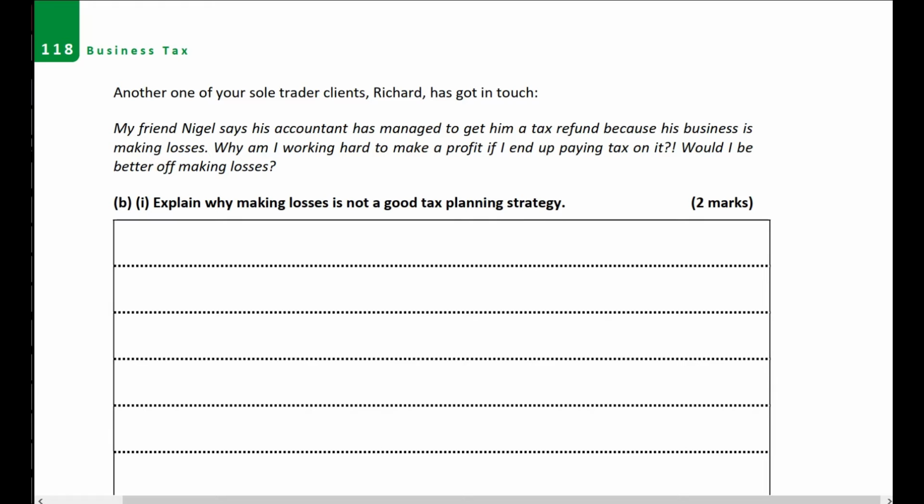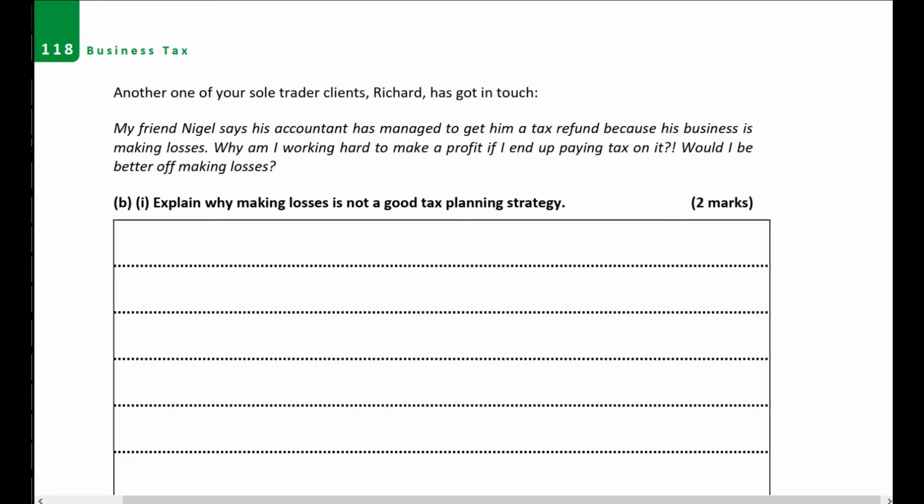Next one. Another one of your sole trader clients called Richard has also been in touch. He says, my friend Nigel says his accountant has managed to get him a tax refund because his business is making losses. Why am I working hard to make a profit if I end up paying tax on it? Would I be better off making losses as well? What an interesting strategy. It's for 2 marks here.